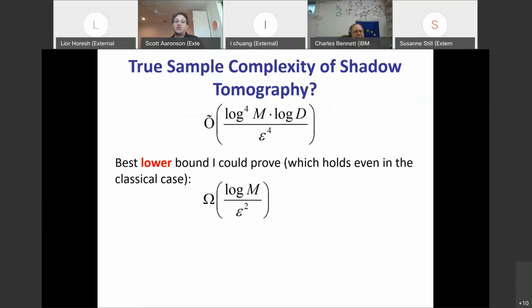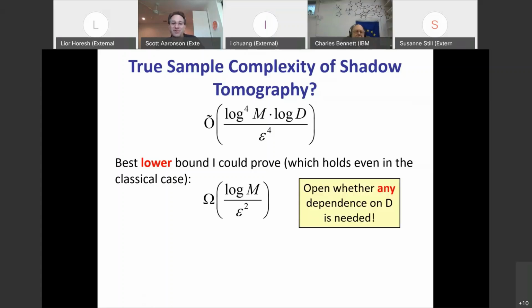Of course, the question still stands: what is the true sample complexity of shadow tomography? I gave this upper bound here, but in the other direction, the only lower bound that I know is a fairly trivial one. I know that you need at least log M over epsilon squared measurements. I don't even know that the number of copies of rho needs to have any dependence on D. So, can the upper bound be improved?